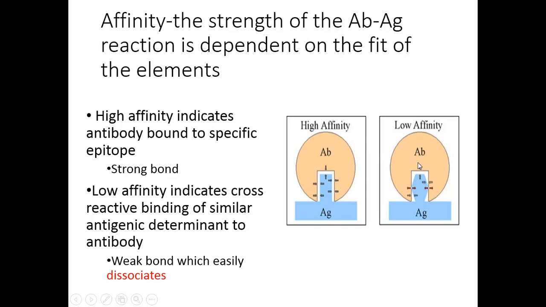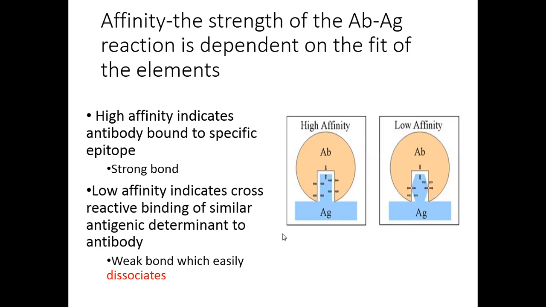This is a similar epitope, and so it binds slightly to the antibody. You can see there's some binding here, but they're not a great fit, and structurally it's not a great fit. So this has a lower affinity. The bond is weaker, and because these bonds are weaker, they dissociate. They can break apart. That's what we mean when we say that this is a reversible reaction.